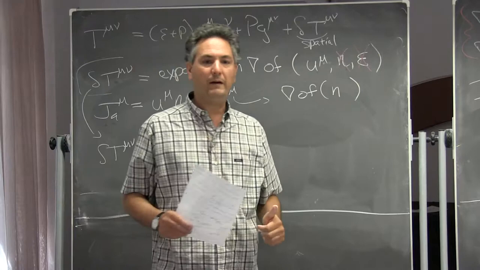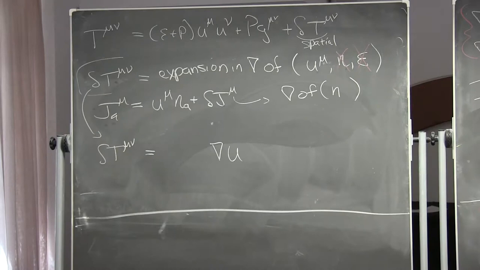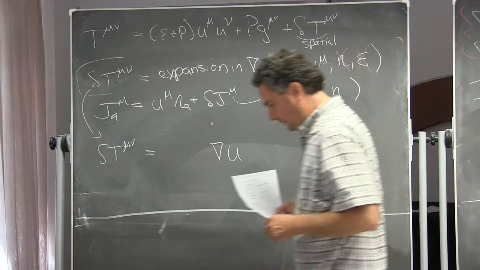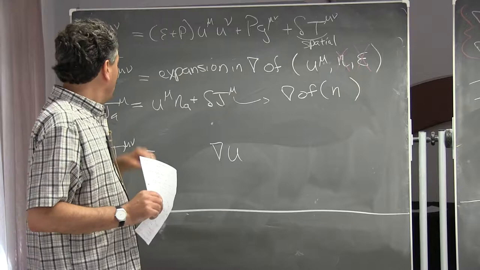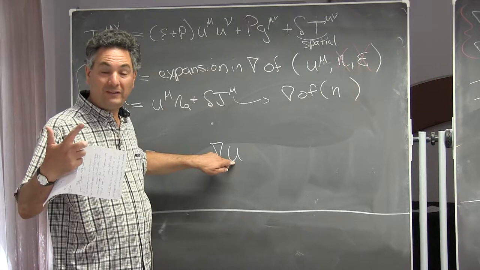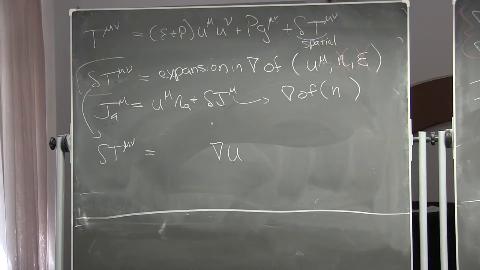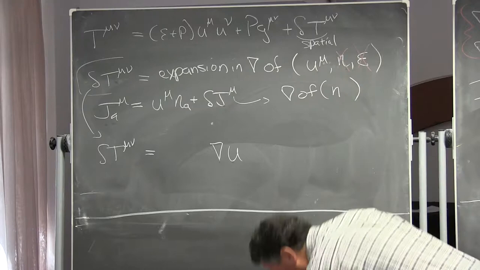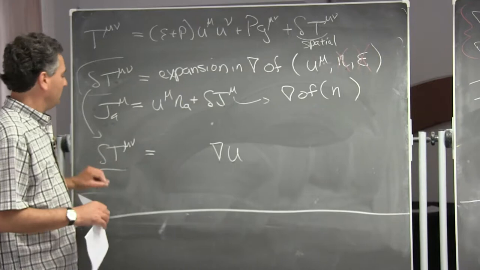It can only depend on derivatives of the flow four-vector. Because of this condition, the derivatives of the four-vector are spatial derivatives of the spatial four-vector. And so this is a rank 2 spatial tensor. Okay? A rank 2 tensor can be decomposed in a symmetric traceless part, an antisymmetric part, which you can think of as a pseudovector, and a pure trace or scalar part.